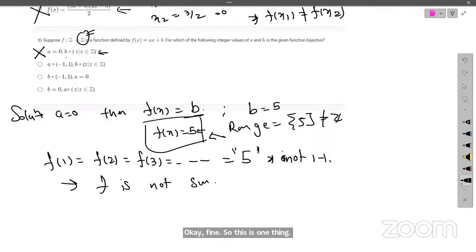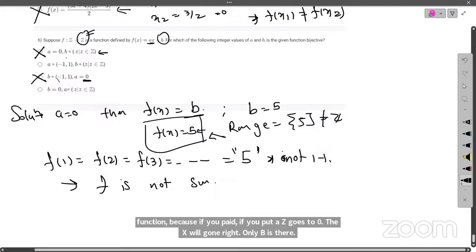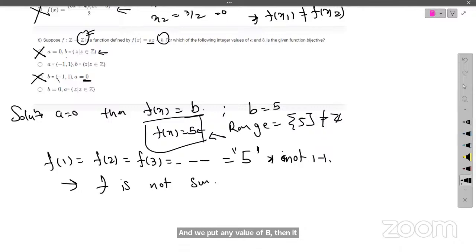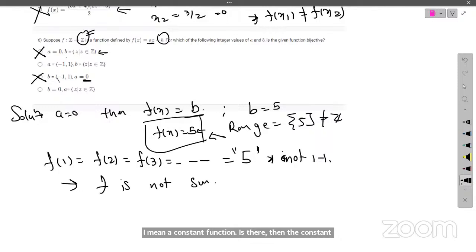Ma'am, then option number C will also be cut, no? Option number C is also cut, because b can be -1, and again it will be a constant function. Because if you put a is equal to 0, this x will be gone, right? Only b is there. And if you put any value of b, then it will eventually become a constant function. And a constant function is neither injective nor surjective, right? So that's why these two options will get cancelled.